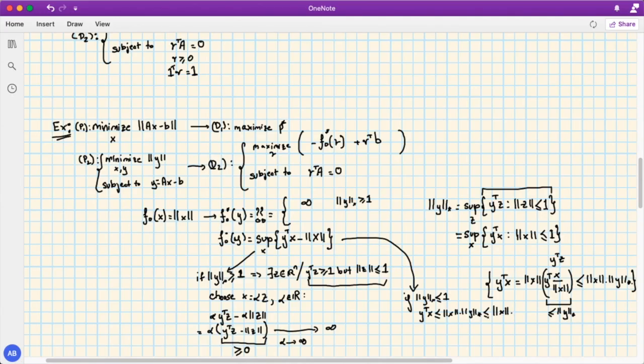Why is this useful? Well, if I take a look at what I'm interested in, that is the sup over x of y transpose x minus the norm of x, in this particular case where the dual norm of y is less than 1, guess what? This term is negative. Why? Because y transpose x is less than the norm of x. So y transpose x minus the norm of x is negative.